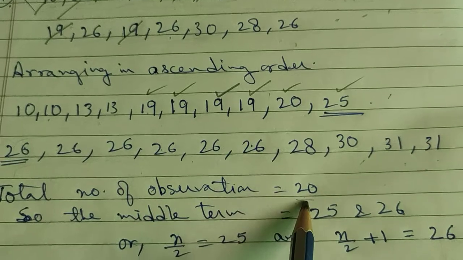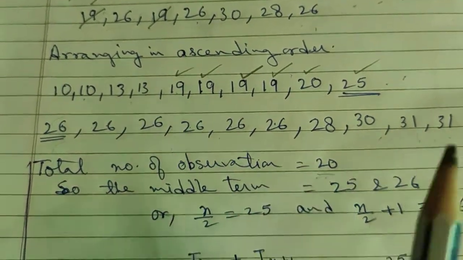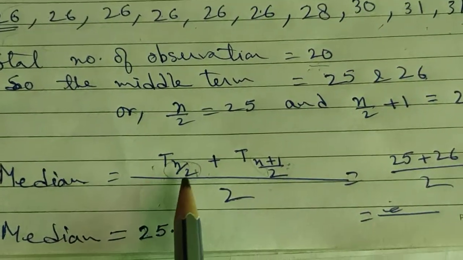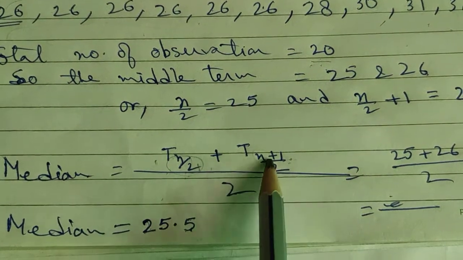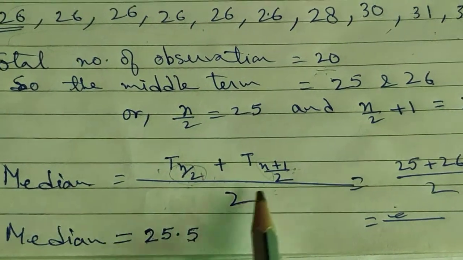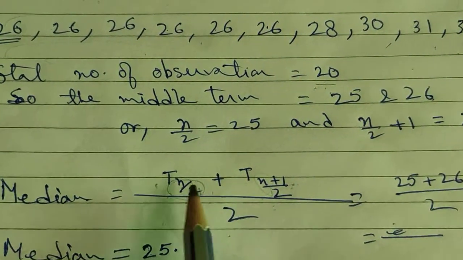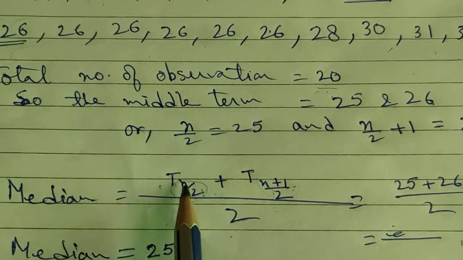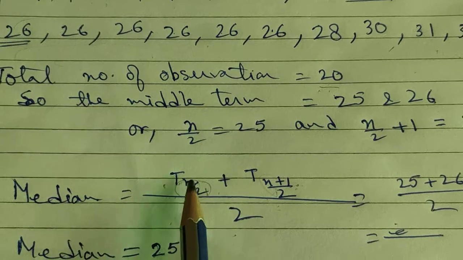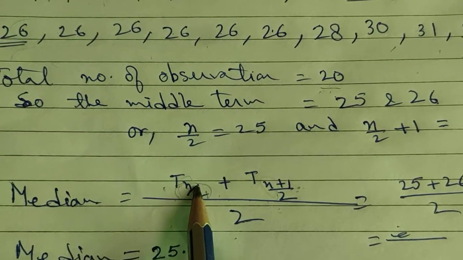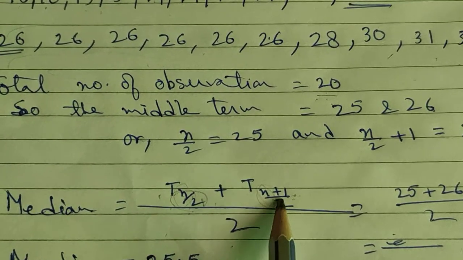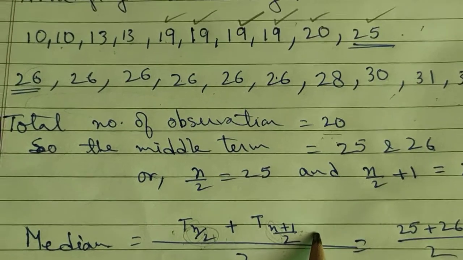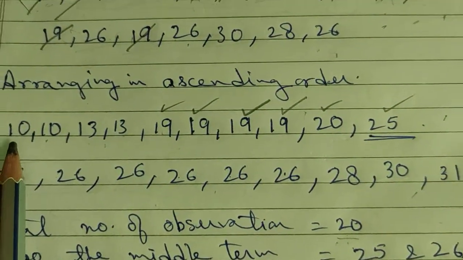Now since it is an even number of observations, we have to use the formula: t of n by 2 plus t of (n plus 1) by 2, the whole divided by 2. So what is t? T is the term. N is the total number of observations, and n by 2 means the middle term. And this is the middle term plus the next term. So what will be the middle term here?